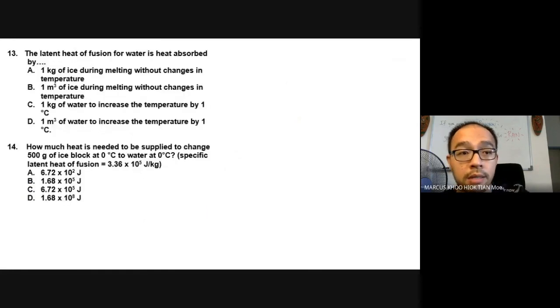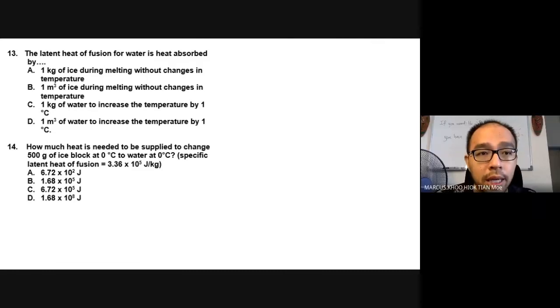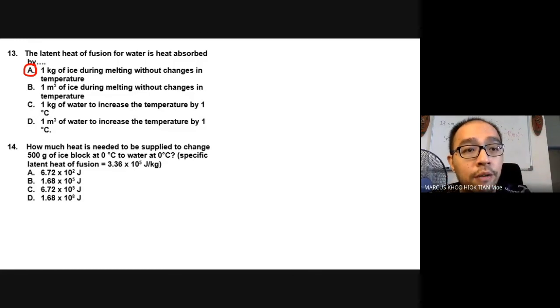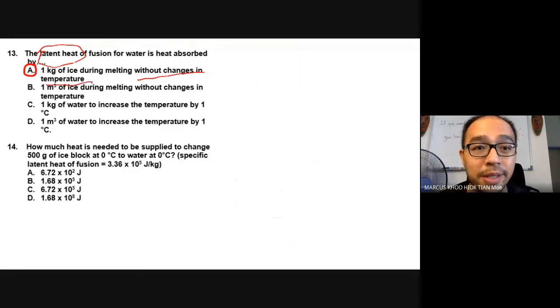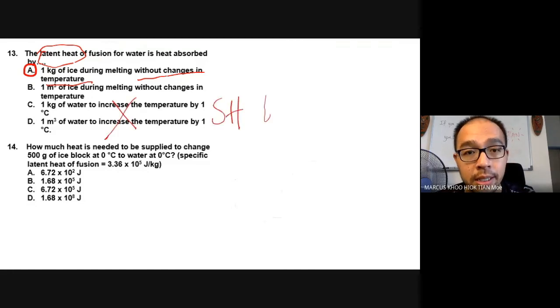All right, number 13, the latent heat of fusion of water. Ethan? A. All right, A, 1 kg of ice during melting without changes in temperature. The most important phrase for latent heat is "without change in temperature". It's the single most important phrase. As long as you see an increase in temperature, this is definitely wrong. This is all specific heat capacity.